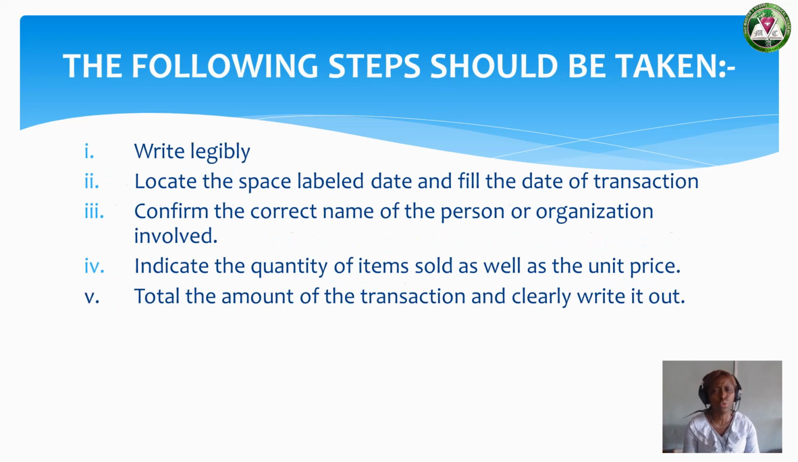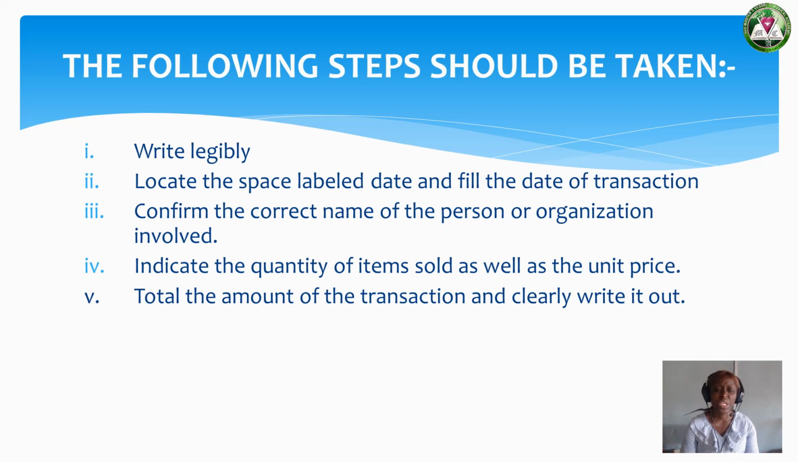But what steps do you take to do this? One, as you are writing the invoice, you will write legibly. That is, you write clearly so that your writing will be seen. The figures will be seen. Two, you locate the space, label, because organizations have already printed their invoices. So when a transaction takes place, they will go to the invoice, locate the place, label date, and fill the date of the transaction.